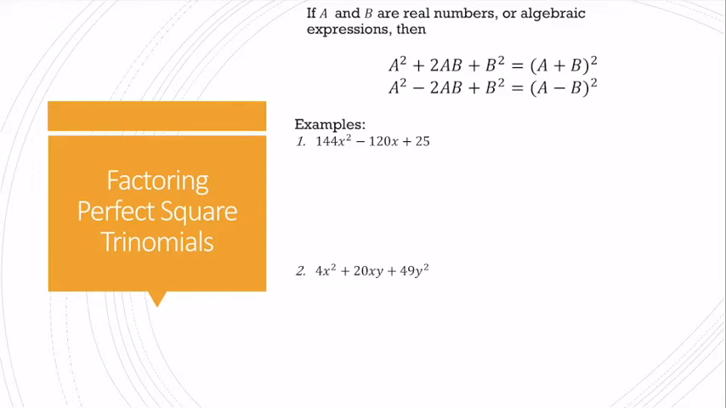Here are some more examples though, so I guess we should go ahead and do them, right? So in this case, why don't we go ahead and identify for the next two our a and b. So here my a is 12x. Here my b is 5. So that's going to be 12x minus 5 squared, because it's a minus there. Here I've got my a is 2x, my b is 7y.